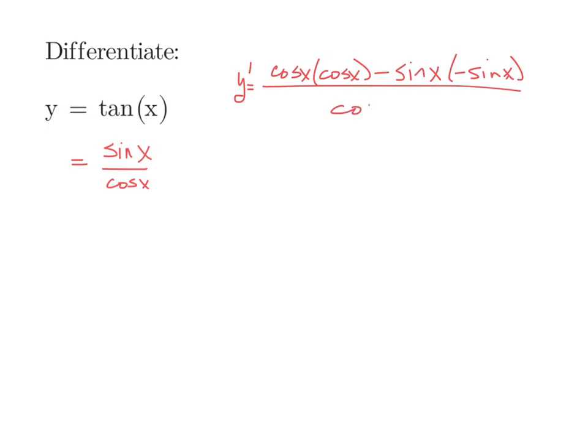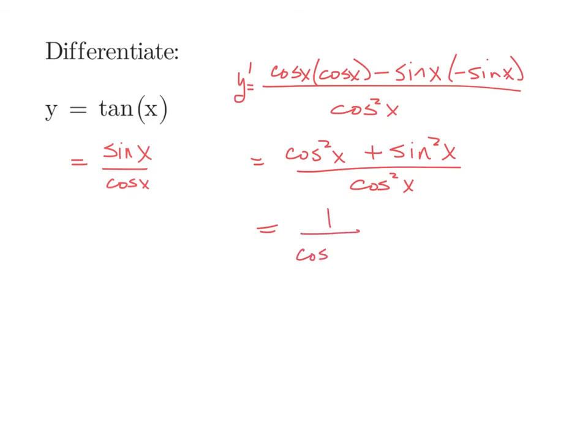So over cosine squared. Now when we simplify that numerator, we have cosine squared minus sine times negative sine is plus sine squared, all over cosine squared. And we have that identity that cosine squared plus sine squared is just 1. So 1 over cosine squared. And if we want to get rid of the fraction, the reciprocal of cosine is secant. So the derivative of tangent is secant squared.